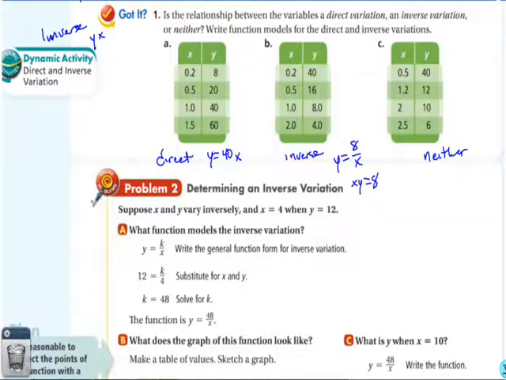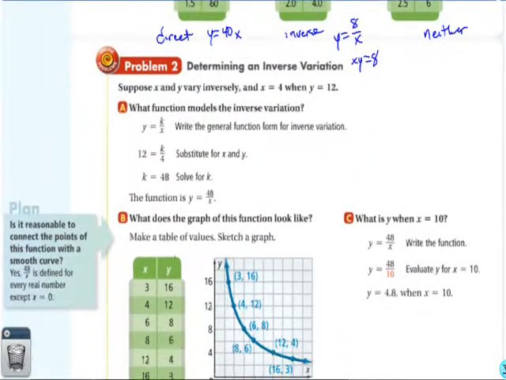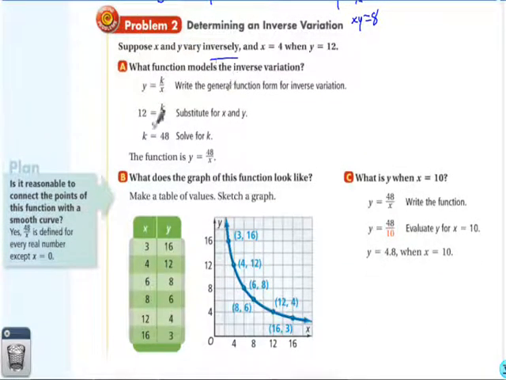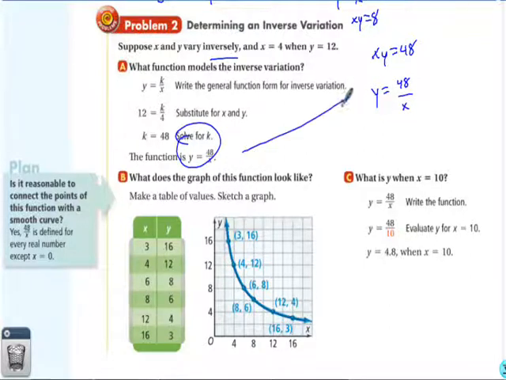Okay. Determining an inverse variation. Problem number 2 says, suppose x and y vary inversely. So we're telling you that you have an inverse variation, and x is 4 and y is 12. So I know that xy equals 48. Then it says, what function models the inverse variation? I just wrote out this part right here. We could solve for y and write down 48 over x. Okay, so that's how we do that. We just take the two numbers, multiply them, put them into xy equals 48, and then solve for y.